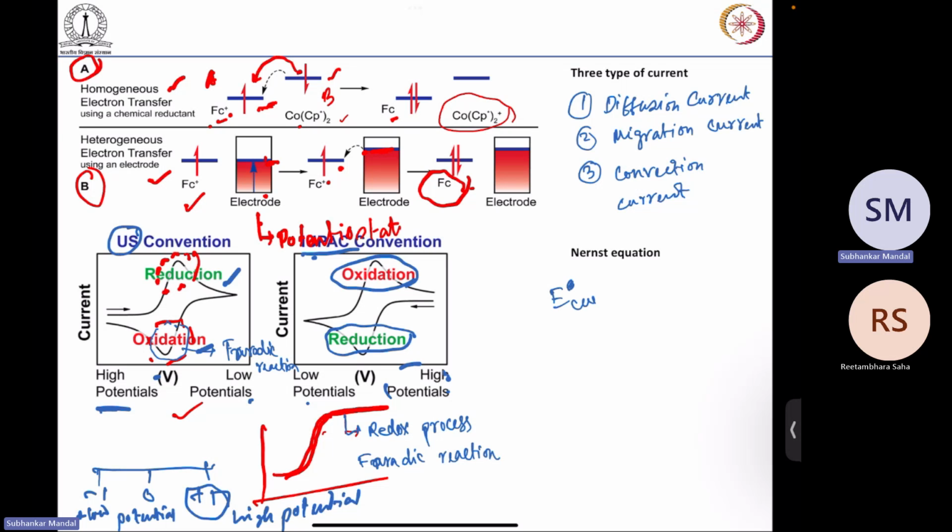E cell is equal to E naught cell minus RT by nF ln ox by red. So this we already know, so I am not going to discuss that. So cyclic voltammetry, how it looks like, you can see these things. So this is a cyclic voltammetry plot.